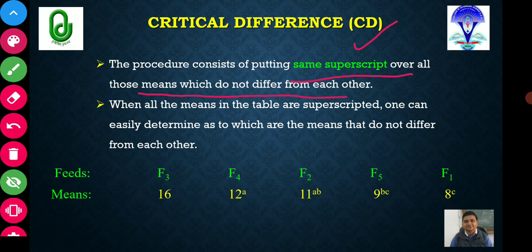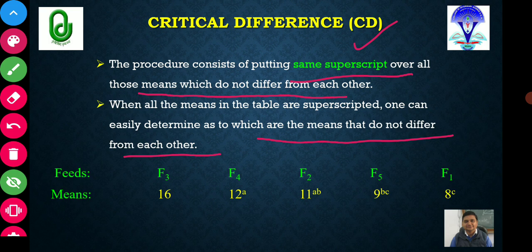When all the means in the table are superscripted, you can easily determine which means do not differ from each other. Just see here, I have put the superscripts. F3 and F4 don't have a similar superscript. That means F3 and F4 are significantly different.